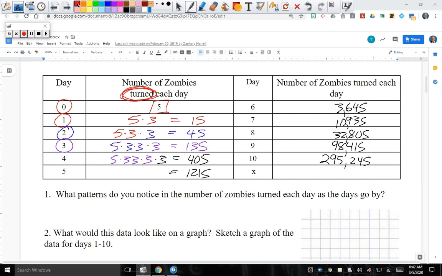Do y'all know what the equation is going to be? So that I don't have, like if I asked you on day 30, you didn't do this 30 times. You just have one equation that does it for you like that. What do you think that equation would be? 5 times 3 to the power of x. Nice. 5 times 3 to the power of x.